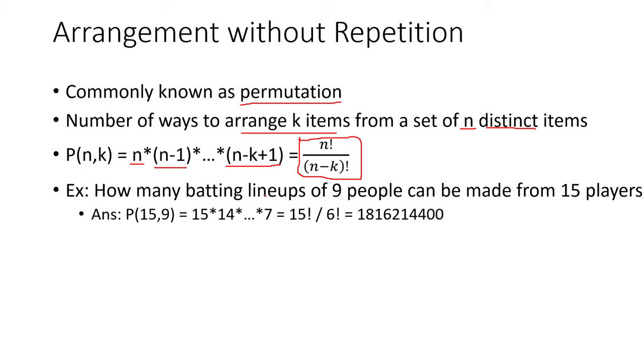An example of this would be: how many batting lineups of 9 people can be made from 15 players? The answer would be the permutation of 15 and 9, which would be 15 times 14, etc., all the way down to 7, which is the same as 15 factorial over 6 factorial, or about 1.8 billion.